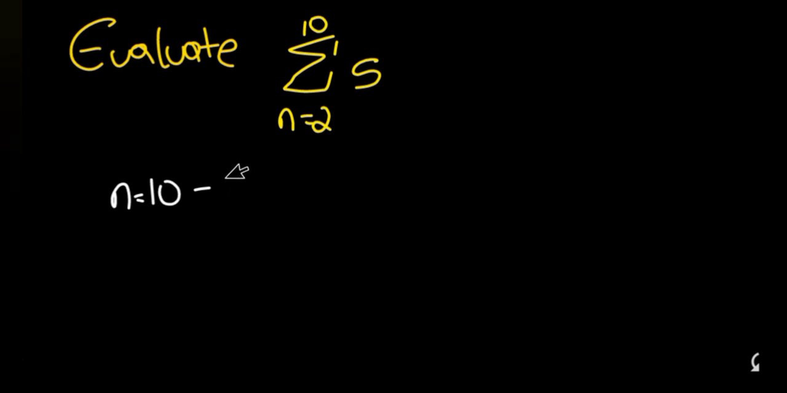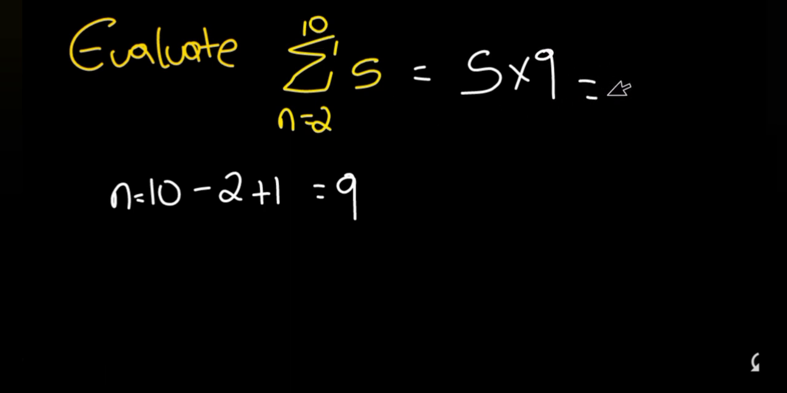However, you subtract 2 and add 1. This is how you get how many terms we are adding in this series. It's going to be 10 minus 2 plus 1, so you're adding 9 terms. Then for a sigma of a constant value, if it's 5, for a sigma of the constant value, you're going to take this value times the number of terms in the series. There are 9 terms in this series, so it's going to be 5 times 9. 5 times 9 is 45. So that's how you get the value of the series.